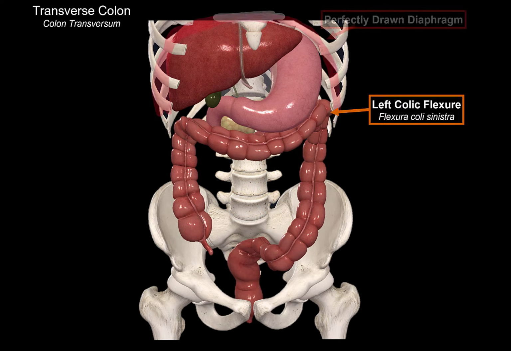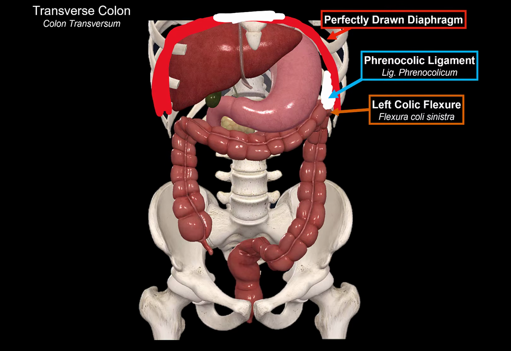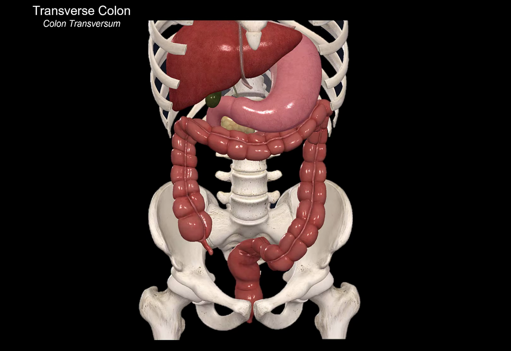So let's visualize that by adding a perfectly drawn diaphragm. You will find the left colic flexure connected with the diaphragm through this ligament right here, the phrenicocolic ligament. And if you remember, the word phrenic has everything to do with the diaphragm. That's why it gets the name phrenicocolic ligament. It holds the left flexure up and connects it with the diaphragm. Now the transverse colon is fixated in place, very similar to the small intestine.